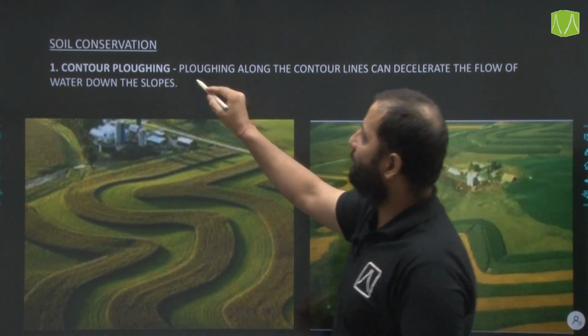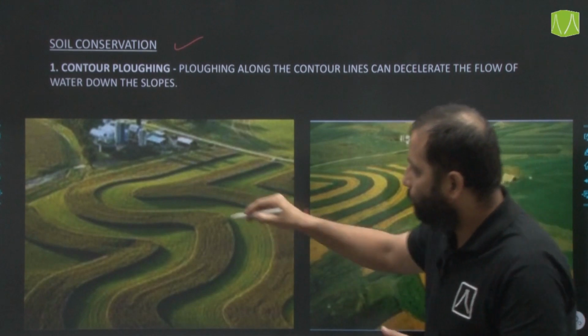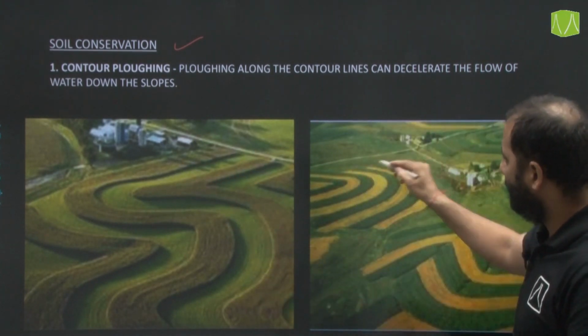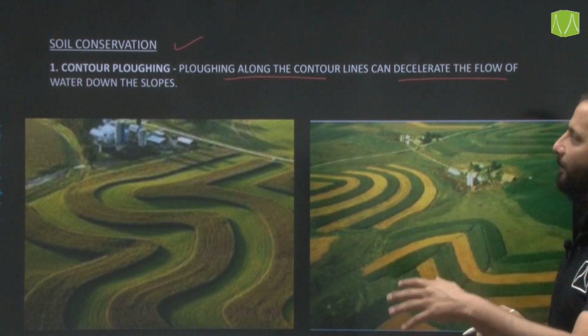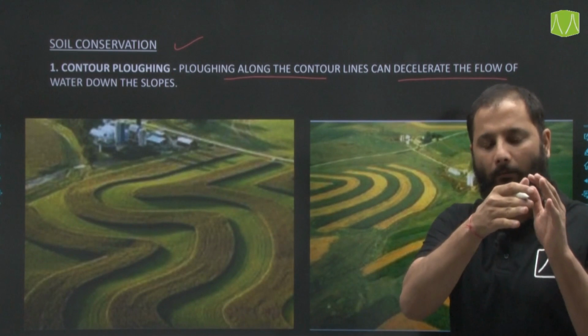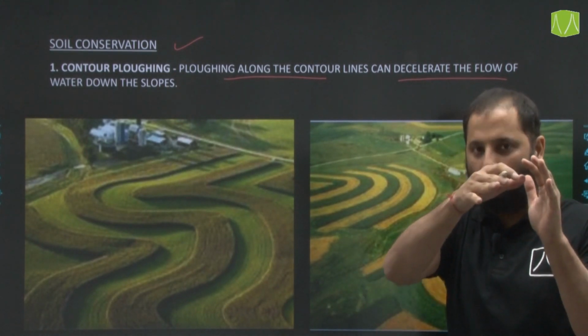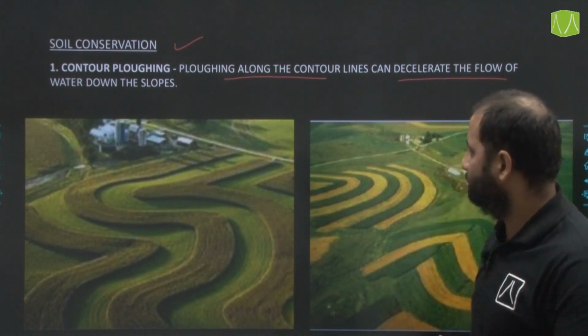The first method is contour plowing, that is plowing along the contour lines, which can decelerate the flow of water down the slopes. So water does not flow directly, it is being held, and it can also be used for cultivation.